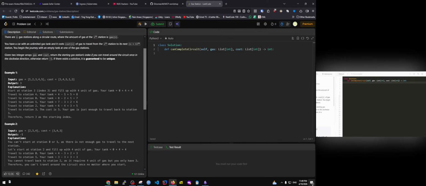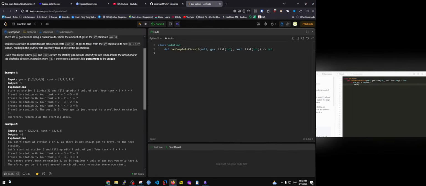As I mentioned, the first thing we're going to verify is that at the very least a solution exists. If a solution does not exist, that means the total amount of gas is actually less than the total cost it would take us to complete a loop. In that case, we know that we have to return -1. That's just the value that they told us. Now, if we don't execute this, that means there's definitely a solution. We just have to find it.